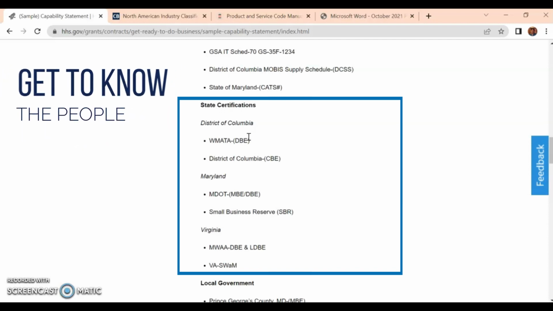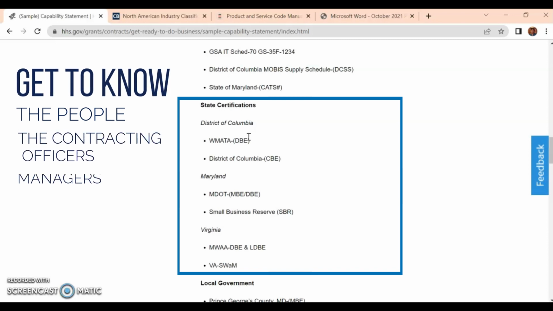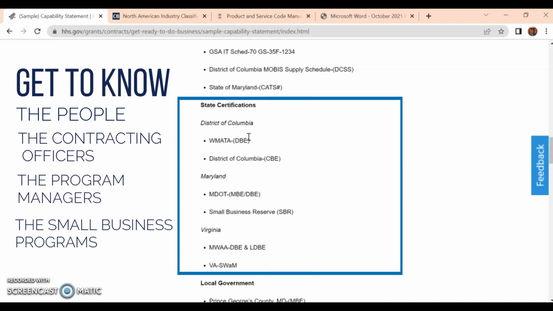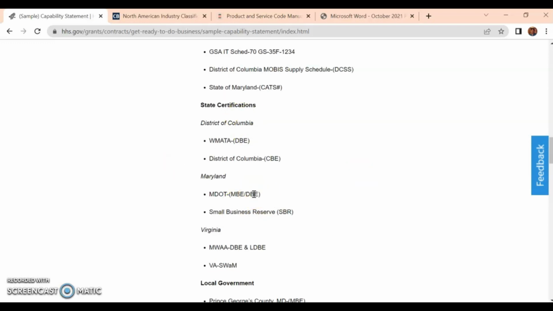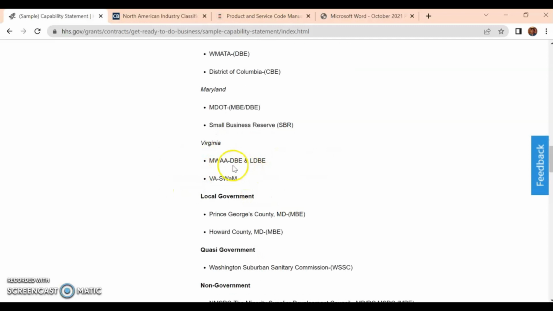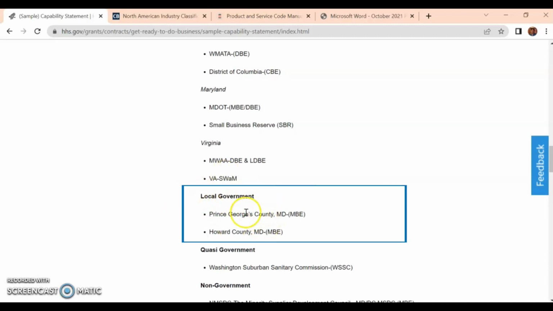You want to get to know the people. You want to get to know who the contracting officers are, the program managers are, the small business programs are. And you can't do that if you're trying to do all 50 states. So that's why I always narrow mine down and keep my pipeline real small, so that I can always give my clients the best service possible. Then Virginia, you know, Virginia's right up the street from me. So put Virginia.